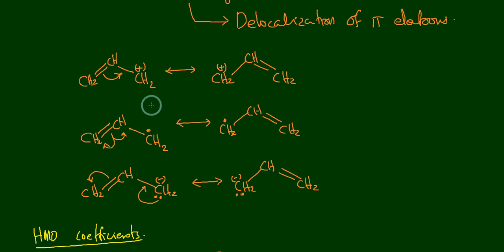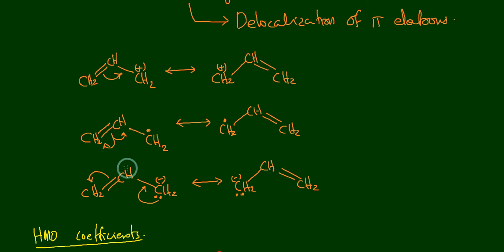In each case, the pi bond is delocalized. The pi bond can be either between these two carbons or these two carbons. You can look at these two structures. In the first structure, the pi bond is between the first and second carbon. But in the second possible structure, the pi bond is between the second and the third carbon atom.